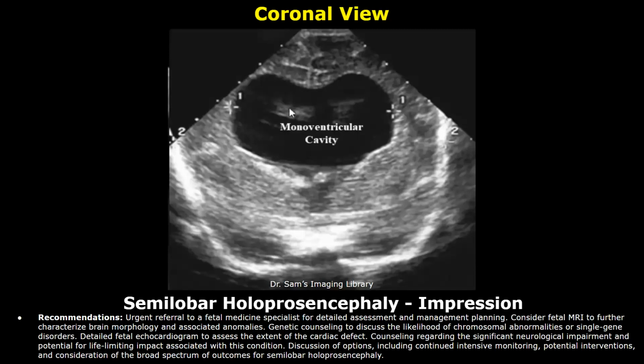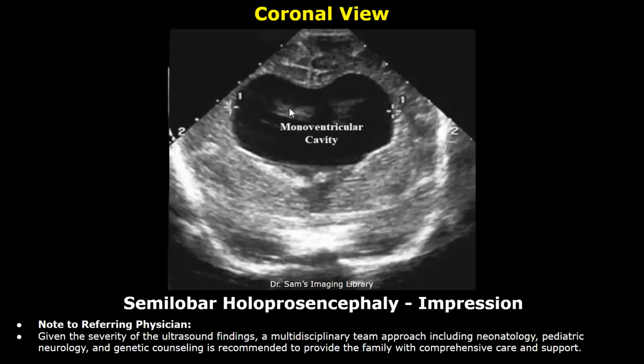Counseling regarding the significant neurological impairment and potential for life-limiting impact associated with this condition. Discussion of options, including continued intensive monitoring, potential interventions, and consideration of the broad spectrum of outcomes for Semilobar Holoprosencephaly.